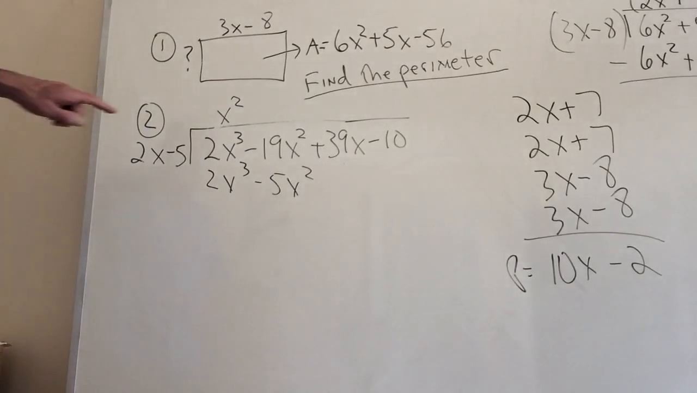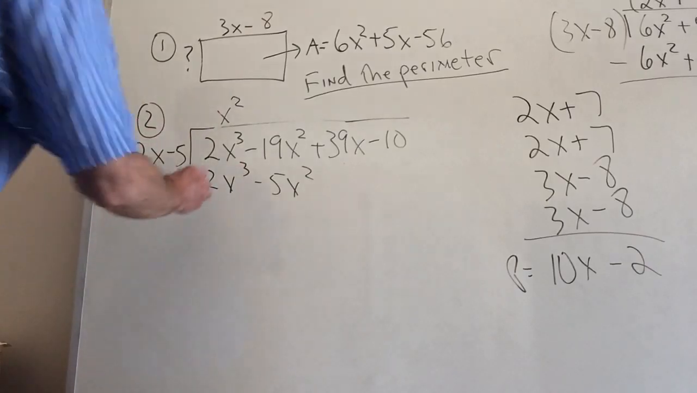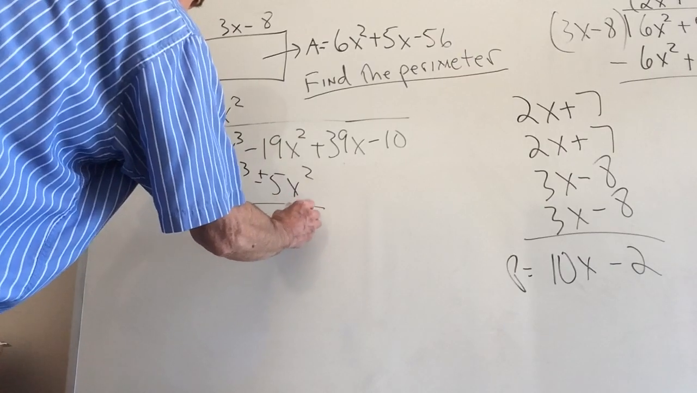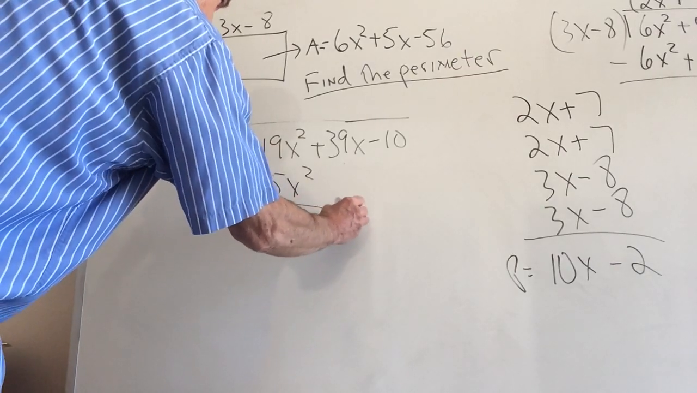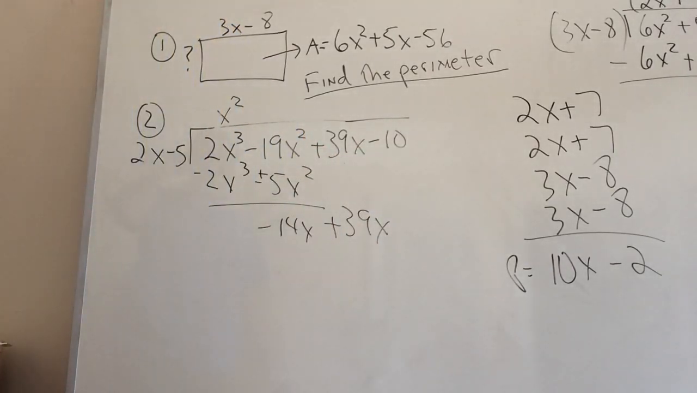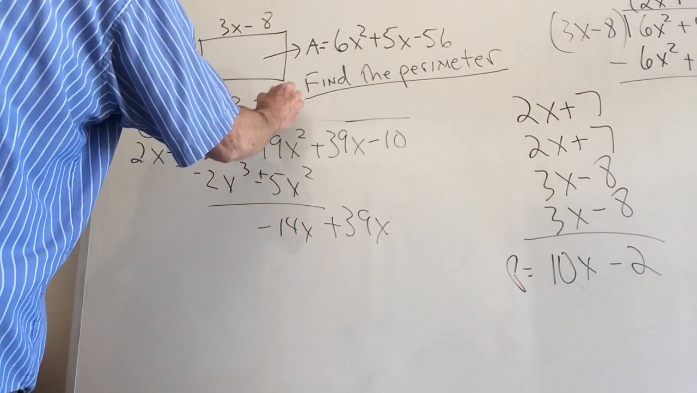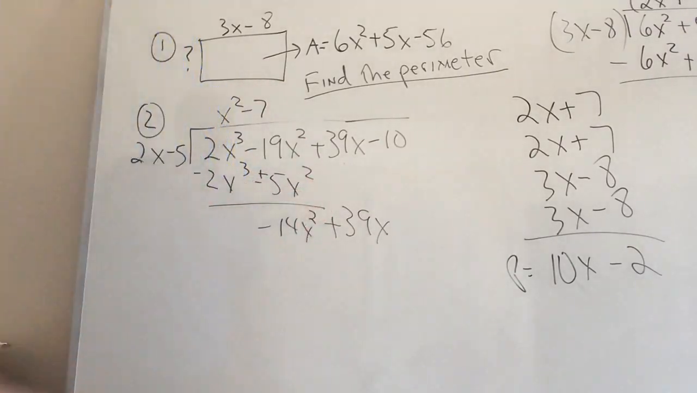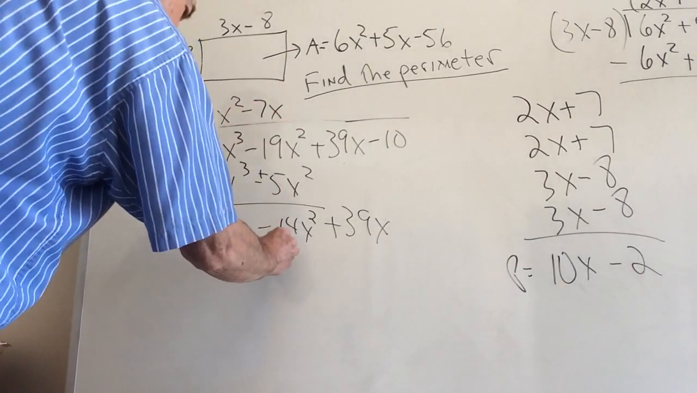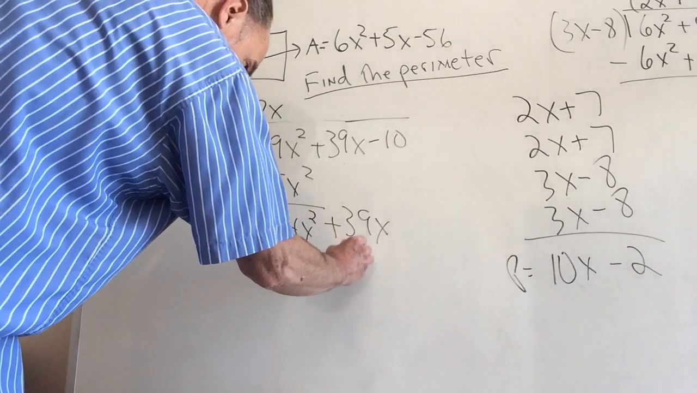Okay? So there we are. This goes into this, x squared times this is this. Take the opposites, and then you get minus 14x plus 39x. And you can bring down the negative 10 if you want. There's no real advantage to that. 2x goes into negative 14x squared. Gotta watch that. Be very careful about that. Negative 7x times, and I multiply these back. There's the match that I desire, and there's positive 35.